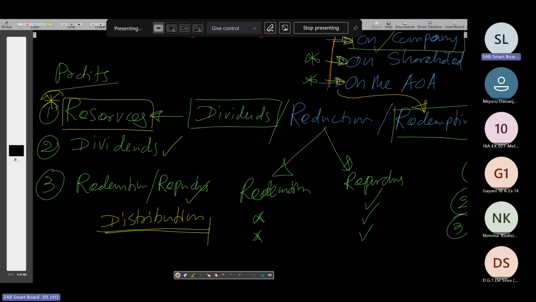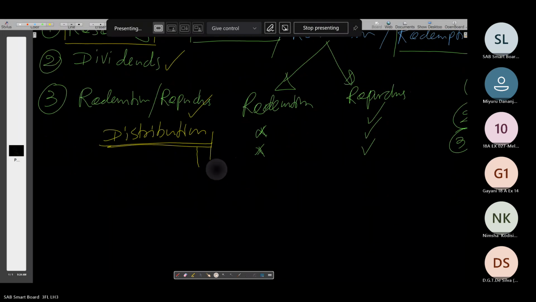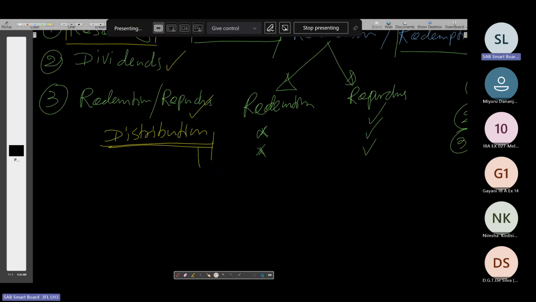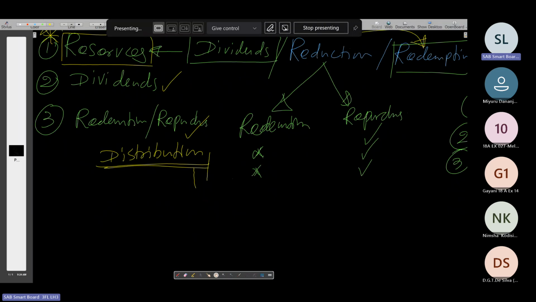So distribution means transfer of money or property.